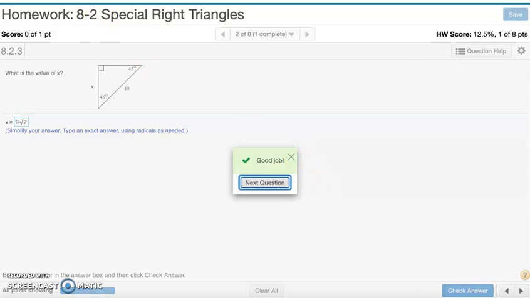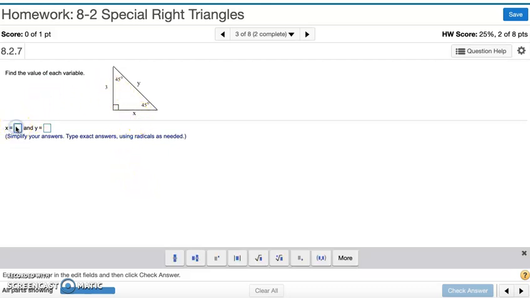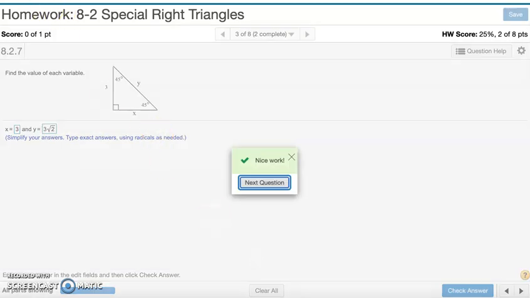And that's number 2. Number 3, find the value of each variable. X is just going to be 3. It's one of the legs in a 45, 45, 90 triangle. And y, you just put radical 2 next to it. So 3 radical 2. And that's number 3.